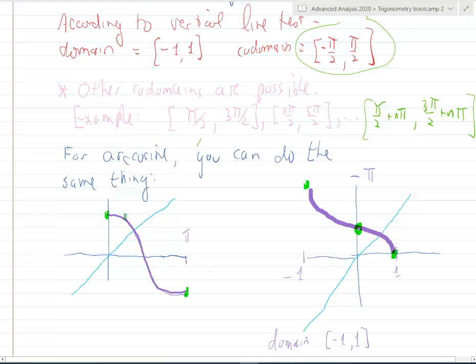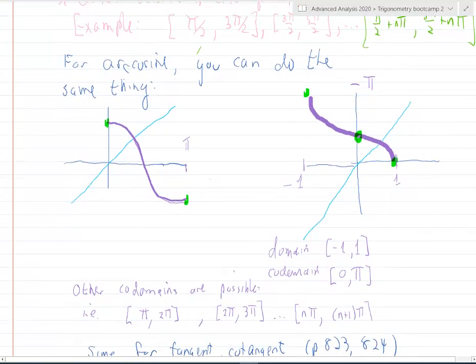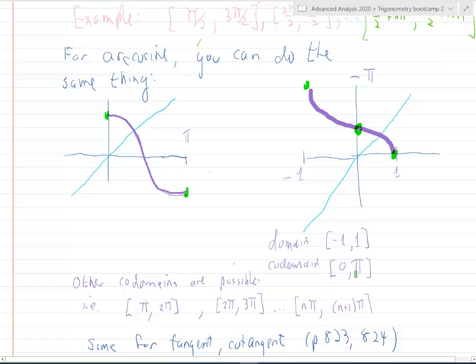Now here we just have one arc of the cosine, one section of the cosine. If I flip just this section up, then I can get a function. If I go any farther, I'm going to double back, and I won't satisfy the vertical line test. So it's natural to have the domain be minus 1 to 1, and the codomain be from 0 to pi. Now, you can also do the same thing with arc cosine that you did with arc sine. You can choose different codomains. You could add any multiple of pi to this codomain.